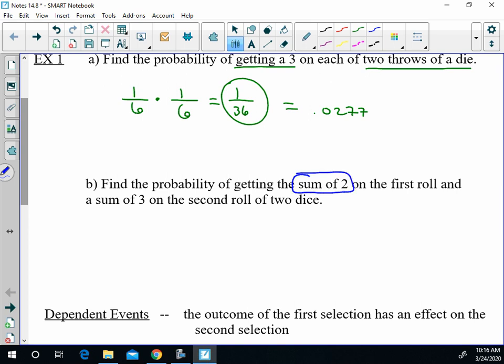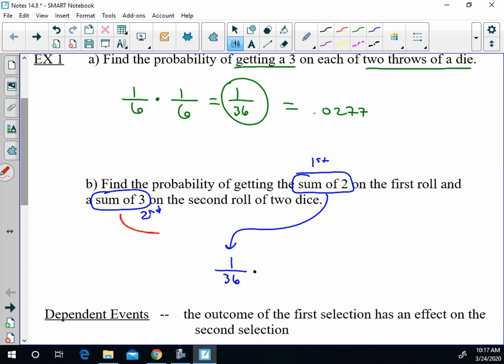All right. Find the probability of getting a sum of 2 on the first roll and a sum of 3 on the second roll of 2 dice. I'd recommend going to the chart that we made, I don't remember exactly what section it was, 14.4 maybe, or in your worksheet packet that's provided to you. In order to get a sum of 2, the only way that happens is a 1 and a 1. In that chart, this is a 1 out of 36 likelihood.